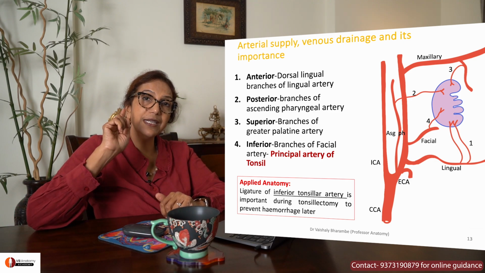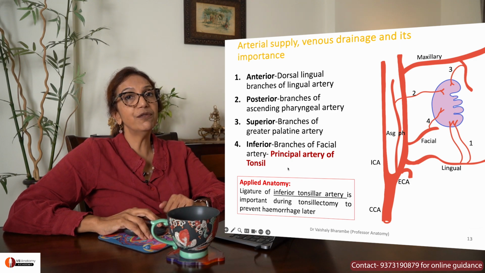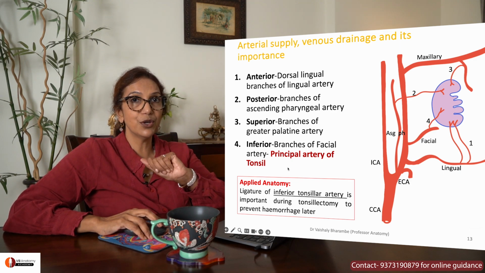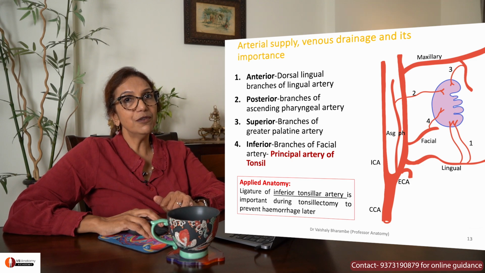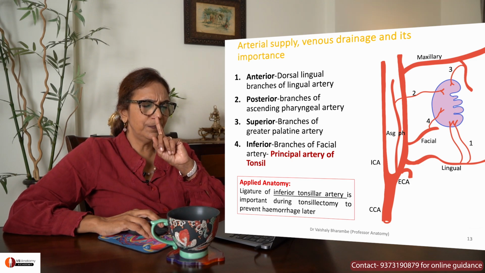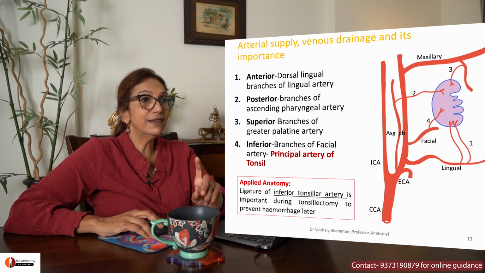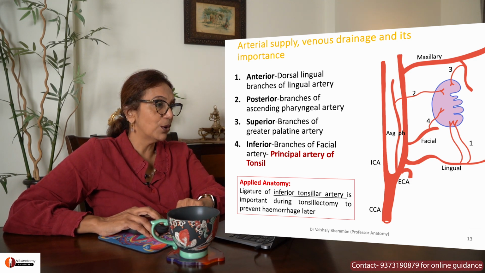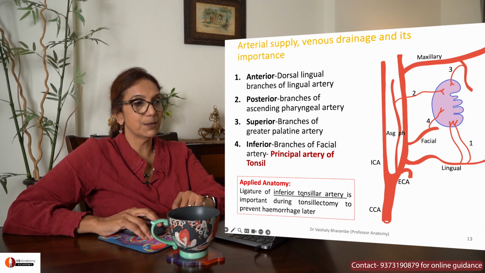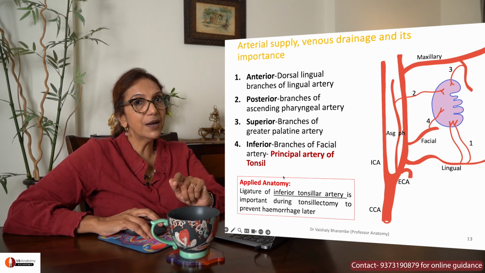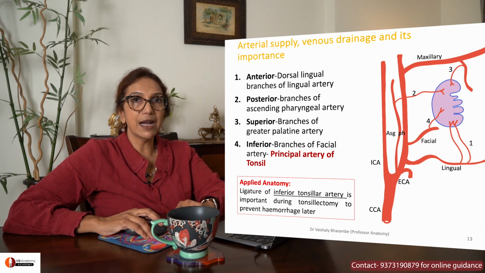This branch is especially important and is called the tonsillar branch of the facial artery, the principal artery of the tonsil. Okay, so what is it called? Principal artery of the tonsil. You must be wondering why call something like this? This is especially important because it must be properly ligated when you're doing a tonsillectomy. So this artery is an important artery that must be especially looked for. So this is the arterial supply.